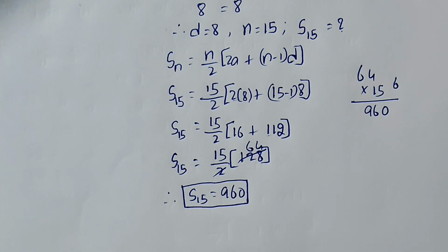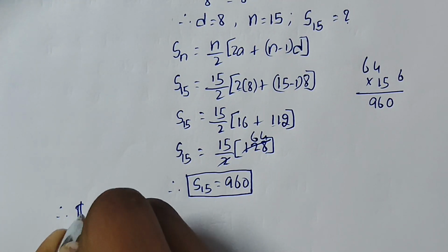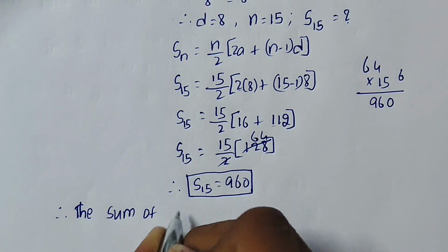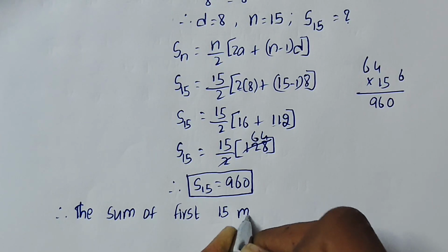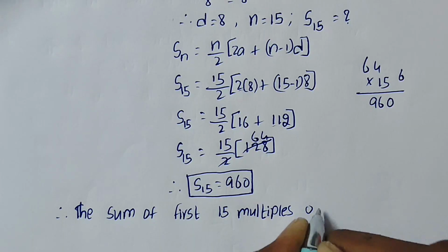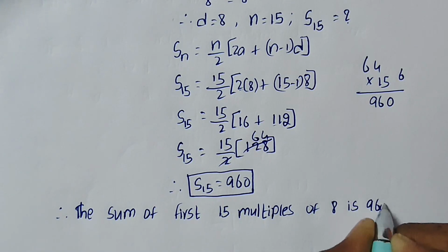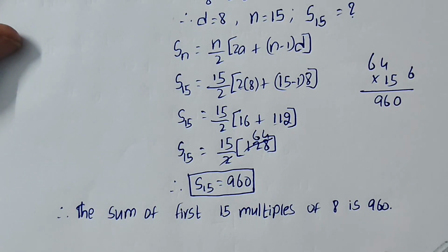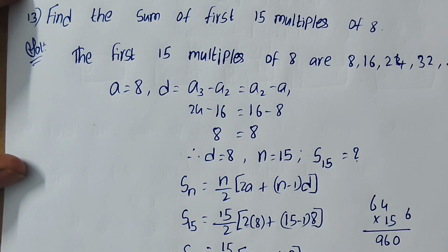So I am writing here: therefore the sum of first 15 multiples of 8 is 960. The sum of first 15 multiples of 8 is 960. So we have completed the 13th question. Now let's go to the 14th question.